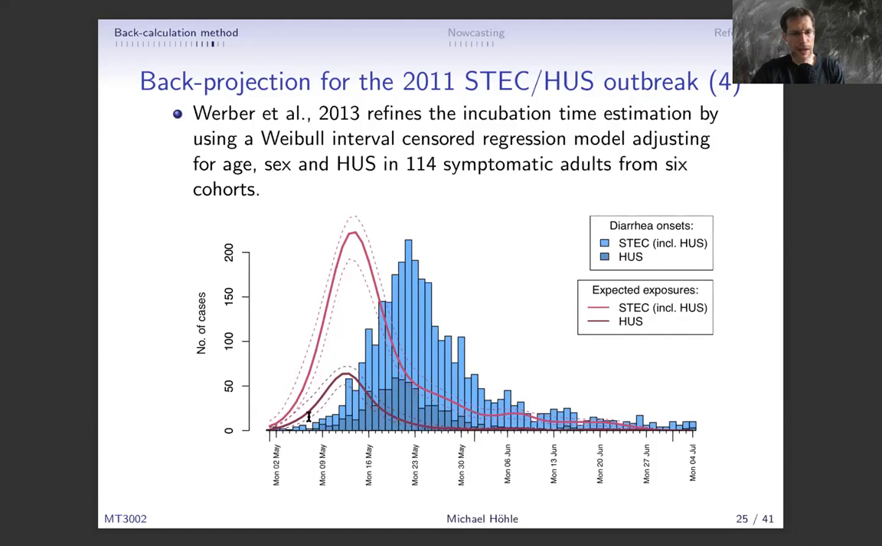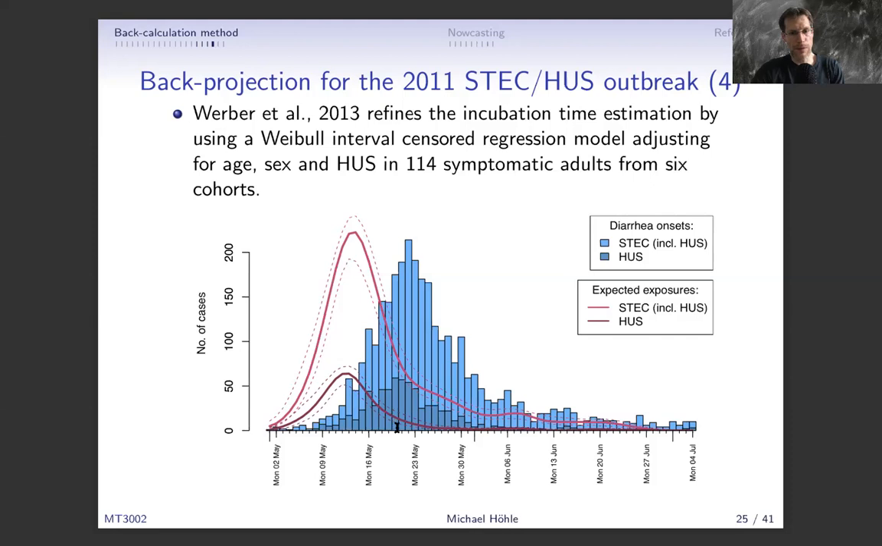For the HUS cases it is somewhere lying around here, which is way earlier, of course, than the peak in the symptom onset. So there's a bigger delay between these two here. Maybe it's the 18th, 19th of May when you observe the peak, and it would be here, 9th, 10th, 11th, 12th, 13th of May when actually the peak in exposure was.